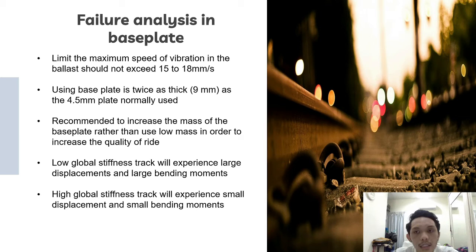Alright, so this is very important. The stiffness study is very important. We need to propose the optimum stiffness value of the base plate in order to increase the life cycle of the track and the base plate, and to prevent any failure occurring in the base plate in a short time.